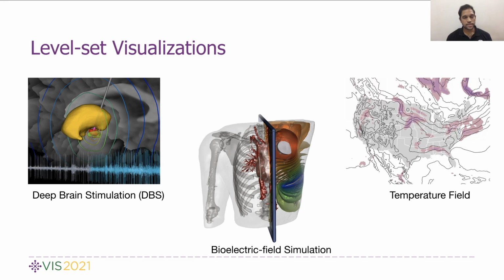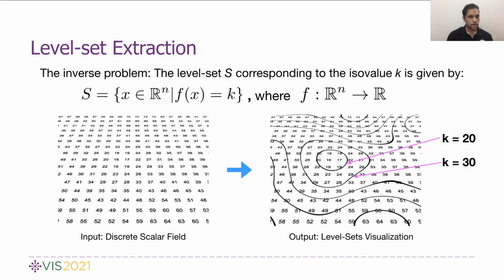Now, level set visualization is a famous surface-based visualization technique that is used to understand complex scientific datasets, with applications ranging from biomedical imaging to climatology. The problem of level set extraction is the inverse problem where input is a discrete scalar field as depicted in the left column, and output is a set of curves where each point on the curve attains equal value, also known as isovalue. For example, in the right column the innermost curve has isovalue of 20 and the curve next to it has isovalue of 30.